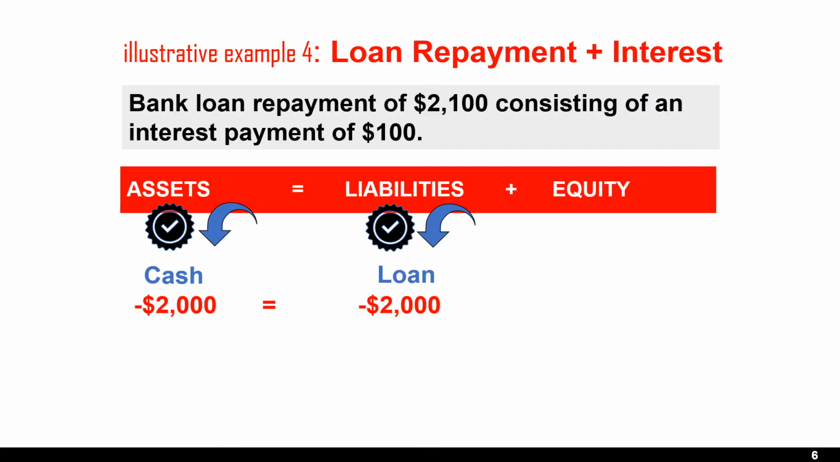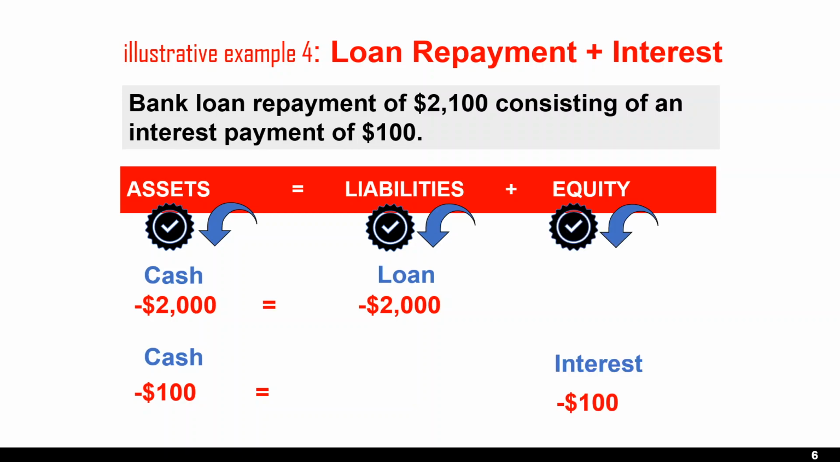Now let's move to the interest payment of $100. Of course, there is a cash effect of decreasing cash by $100. Then interest is an expense. So it decreases the equity by $100.